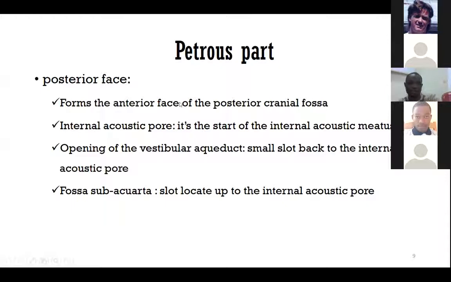Let us talk about the posterior face. The posterior face forms the anterior face of the posterior cranial fossa. The posterior cranial fossa is a fossa that we see in the separation between the occipital bone and the temporal bone. It will contain the internal acoustic pore, that is the start of the internal acoustic meatus. And we will see the opening of the vestibular aqueduct, a small slot behind the internal acoustic pore. We will see again on this part of the bone the fossa subarcuata, that's a slot located up from the internal acoustic pore.